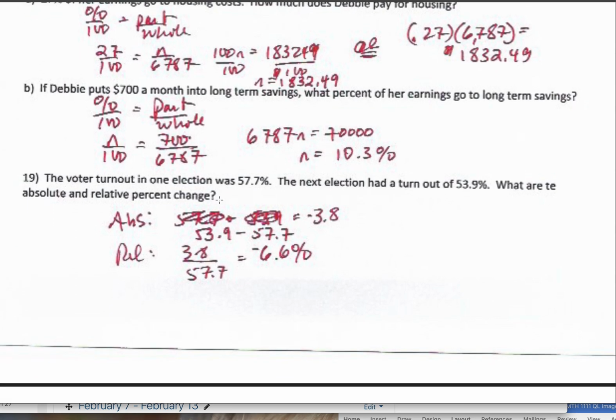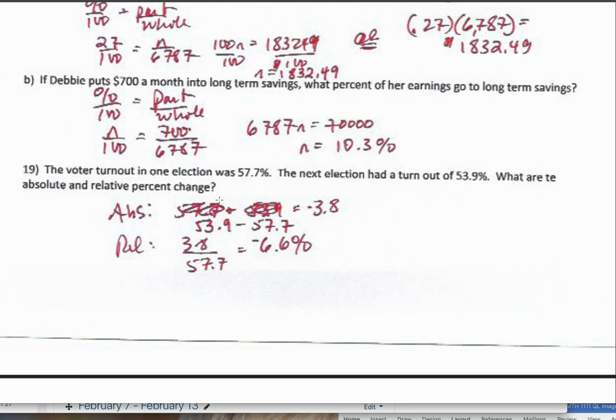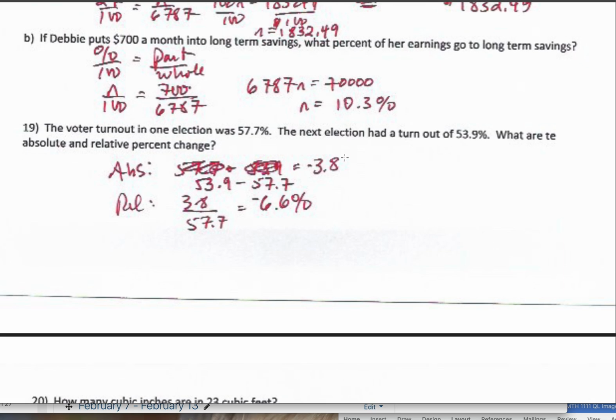Letter B. If Debbie puts $700 a month into long-term savings, and boy, will we talk about that later in the year, what percent of her earnings go to long-term savings? So you could do it as, I don't know the percent, over 100 is the part over the whole. The part is 700 out of the whole, which is 6787. Cross multiplying, 6787n equals 70,000, 700 times 100. Dividing by 6787, and you get n is 10.3%. She's going to have a heck of a future managing her money like that.